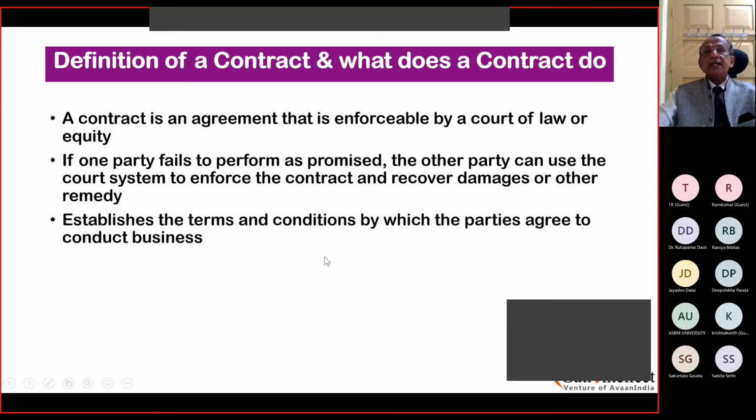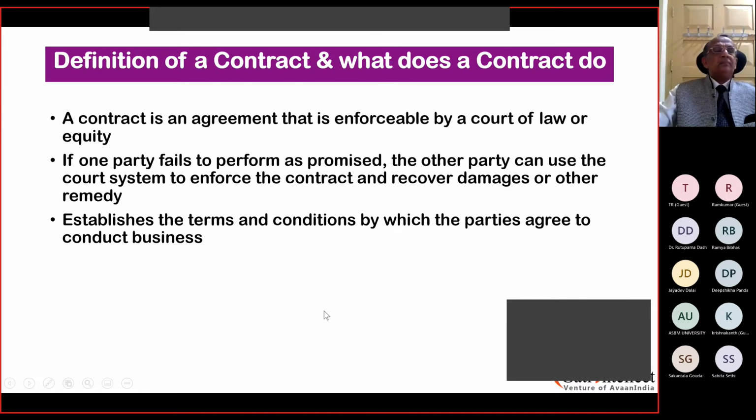It establishes the terms and conditions by which the parties agree to conduct business. See, how to conduct business. It's all very much stipulated. When and where. That is what we were talking about yesterday. A lot of things we said yesterday, like the charter party. I'm sorry, the contract charter, not charter party, that comes in the shipping part.